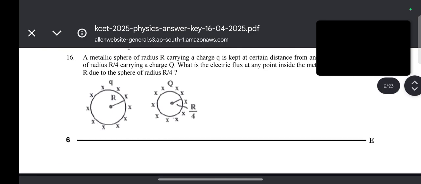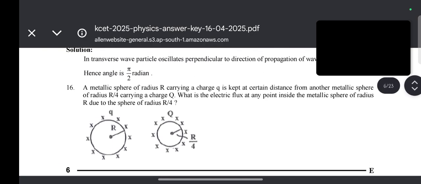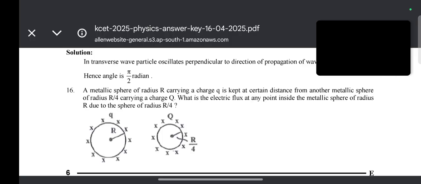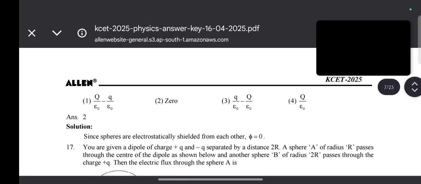In the 16th question, a metallic sphere of radius r carrying a charge q is kept at a certain distance from another metallic sphere of radius r by 4 carrying a charge q. What is the electric flux at any point inside the metallic sphere of radius r due to the sphere of radius r by 4?